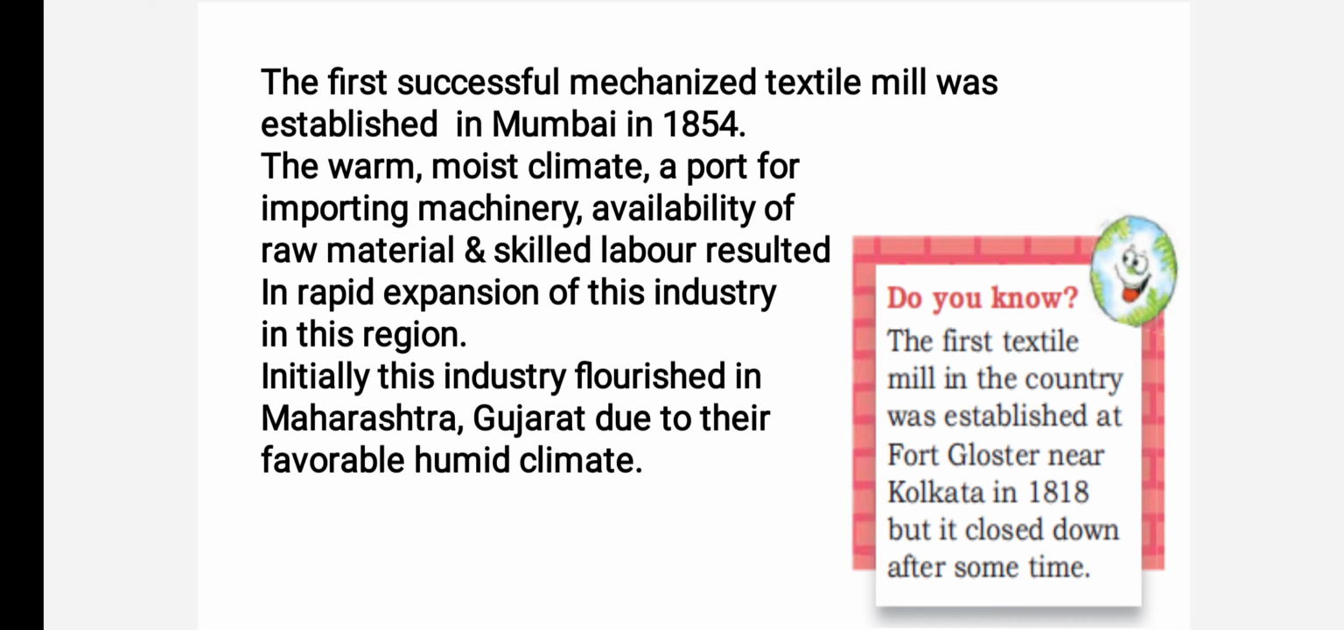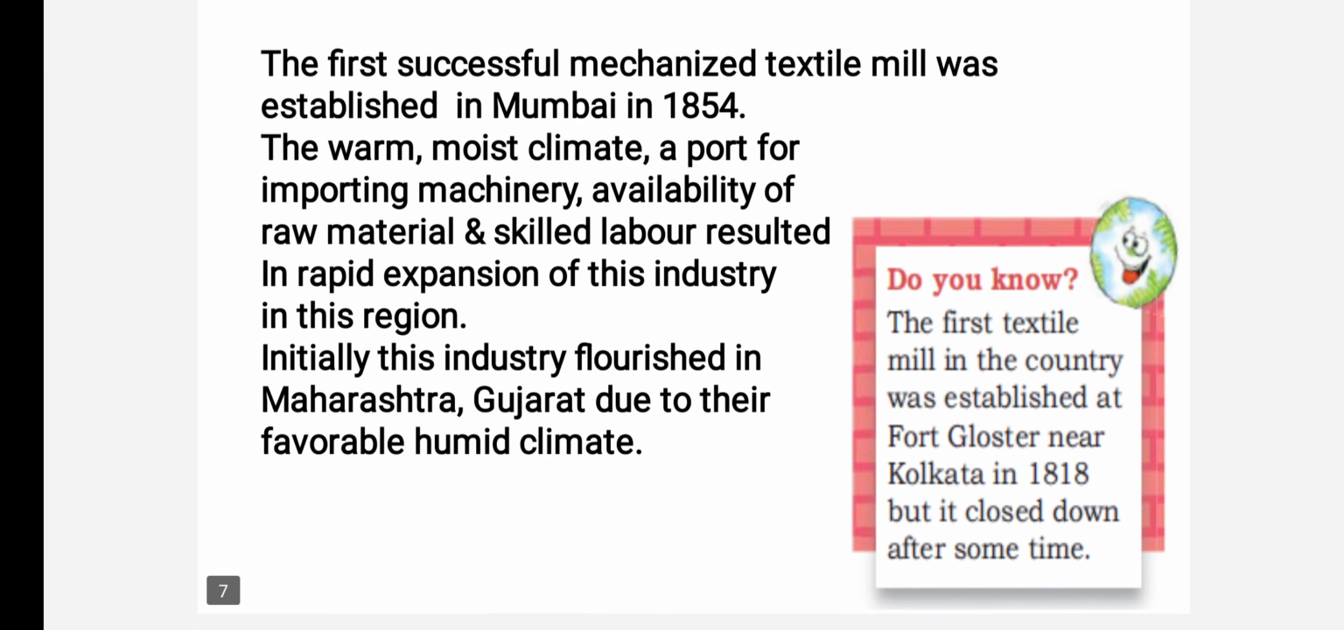At last, we'll end today's class with this. The first textile mill in the country was established at Gloucester near Kolkata in 1818. But what happened, you know, children? It closed down for some time. That's why this Gloucester is not countable. We say that Mumbai 1854 is the only one counted. It is a mechanized textile industry. Got it? Gloucester was a textile mill, that's all.